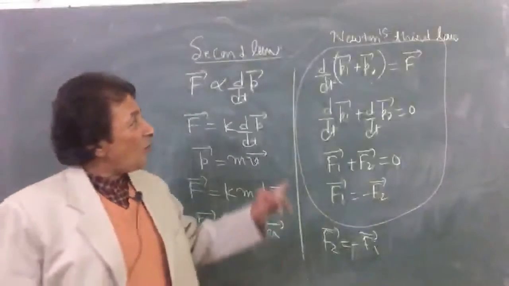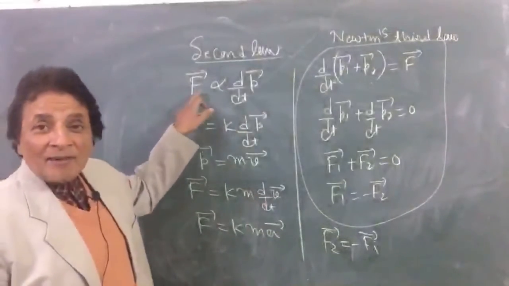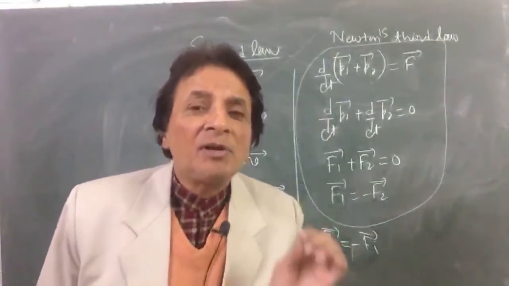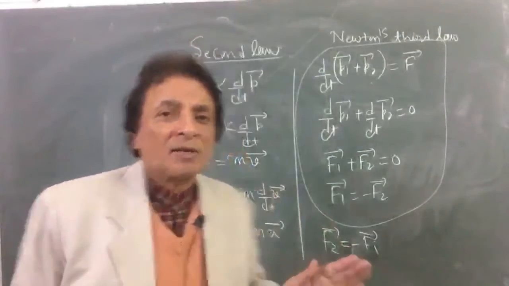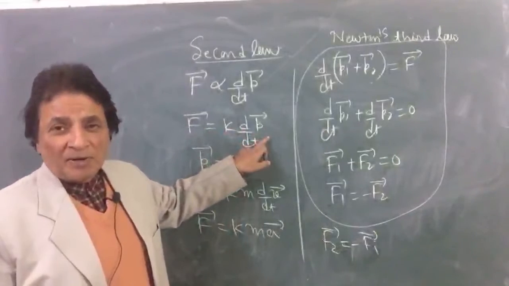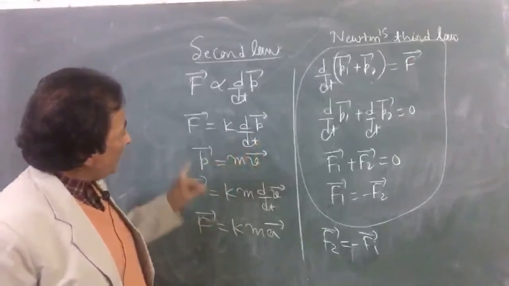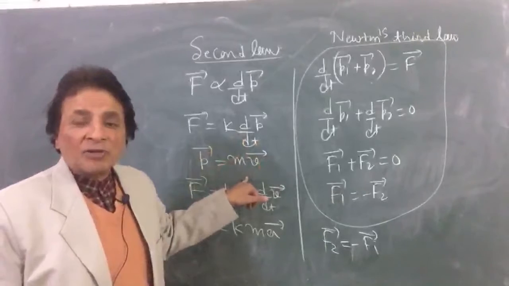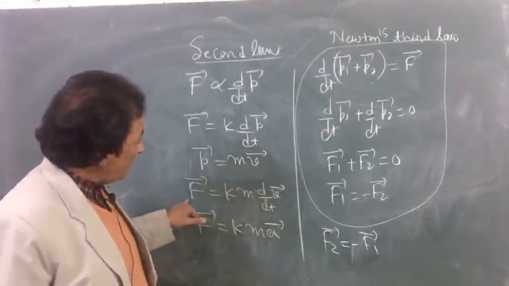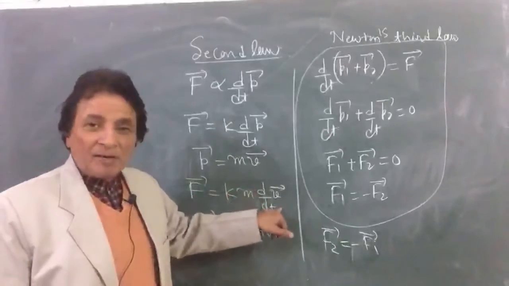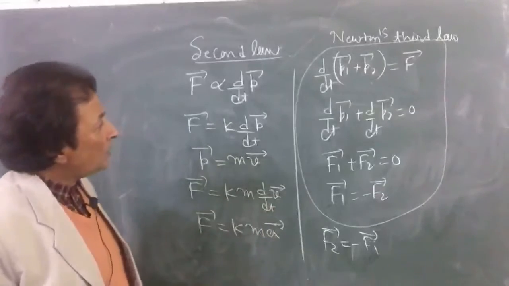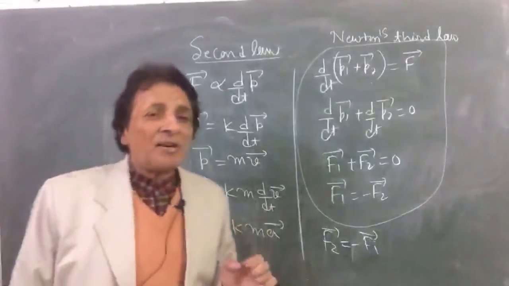And students, what does the second law state? F is proportional to dP/dt, correct? And F is equal to K times dP/dt. Well, P is what? The quantity of motion contained in a body, that is mass into velocity. Then F is equal to Km dV/dt. What is dV/dt? That is acceleration.